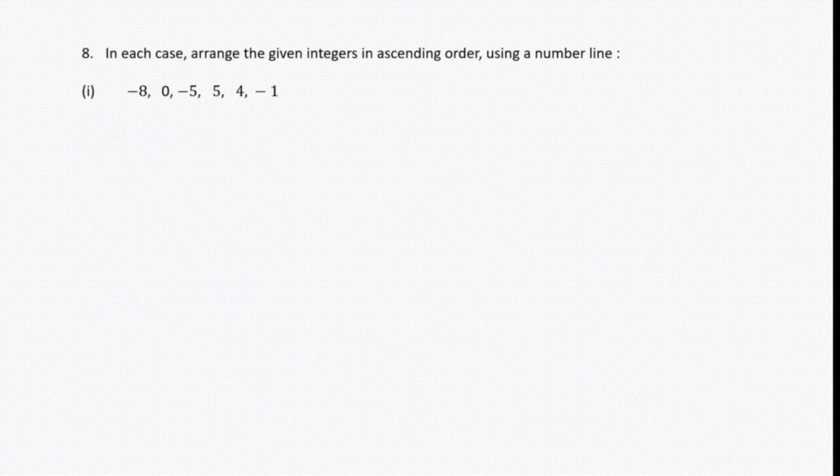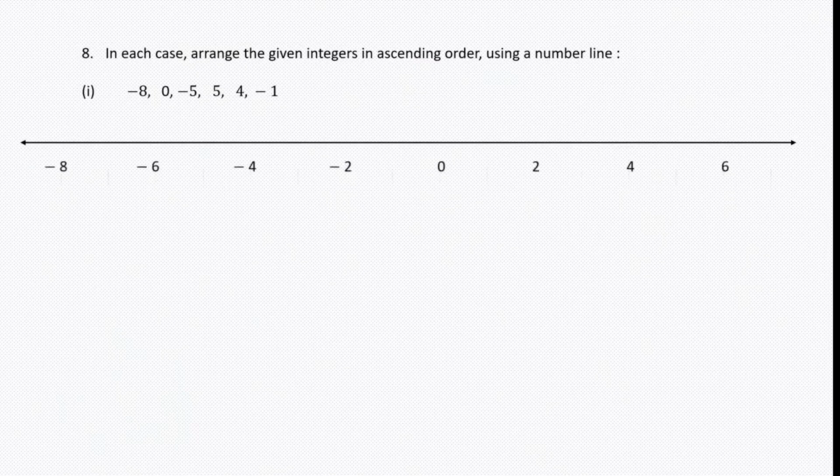Now question 8. In each case, arrange the given integers in ascending order using a number line. So here we're going to arrange them in ascending order by using a number line. The first step is we draw a number line, we get all the numbers in order, and like we did earlier, we're going to write these numbers above the number line in their right places.